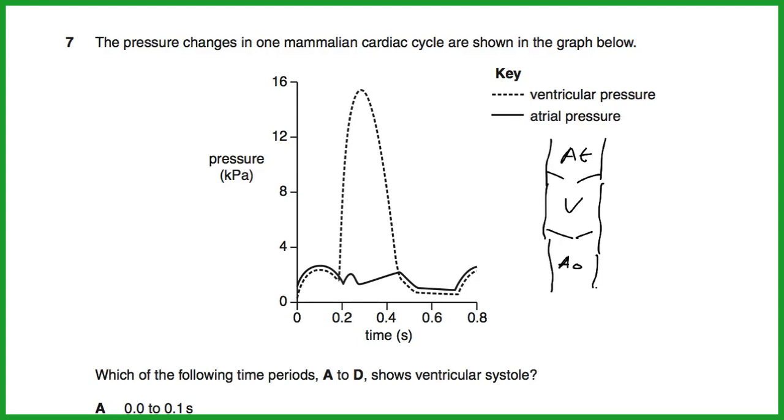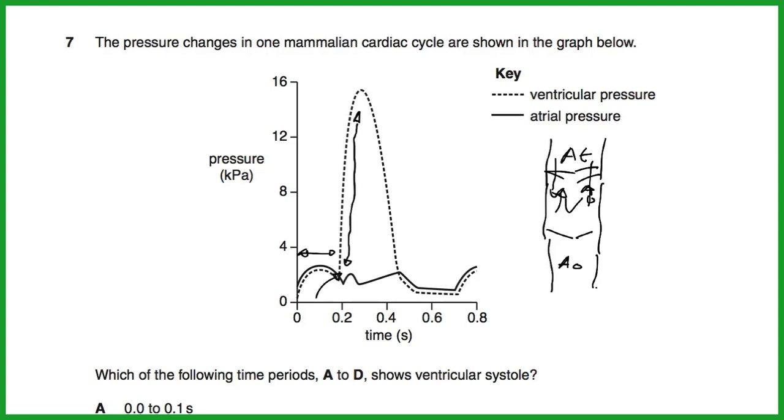So if you look at the dotted line for ventricular pressure, over this region here, the pressure in the ventricle is lower than the pressure in the atria, which means that blood will be flowing through the open valve from the atrium into the ventricle. If you look at this section here, which is between 0.2 and 0.3 of a second, you get a big increase in ventricular pressure. So at this point here, you would get the closing of the atrioventricular valve, because the blood is being pushed back from the ventricle towards the atrium.